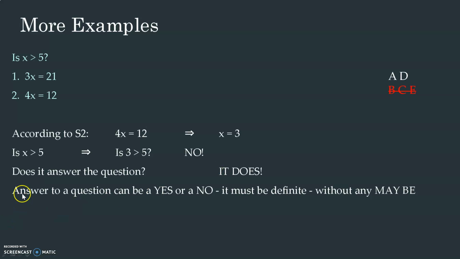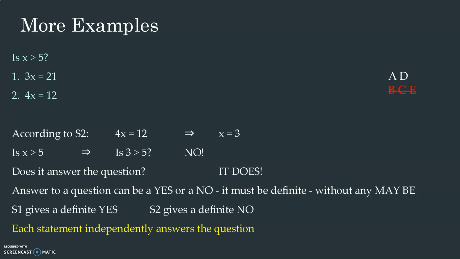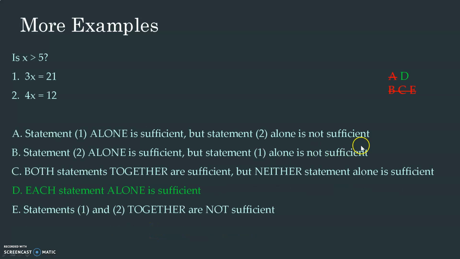But the point to remember is the answer to a question can be a yes or a no. It must be definite. It must be a clear yes or a clear no without any kind of maybe involved, right? So in a yes or a no kind of a question, you must have a definite yes or a definite no for it to be considered a sufficient statement. Alright. Now statement 1 gives a definite yes, statement 2 gives a definite no, which means each statement independently answers the question. Alright. So looking at the options, we are left with A and D.